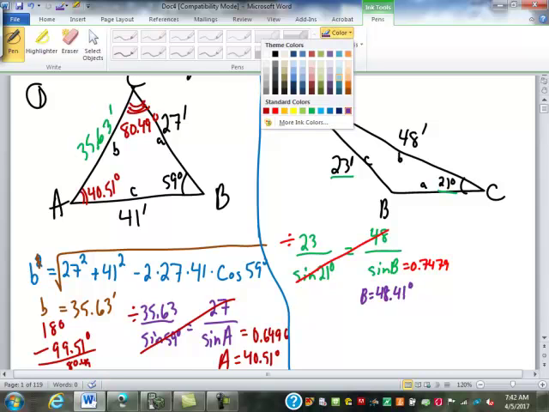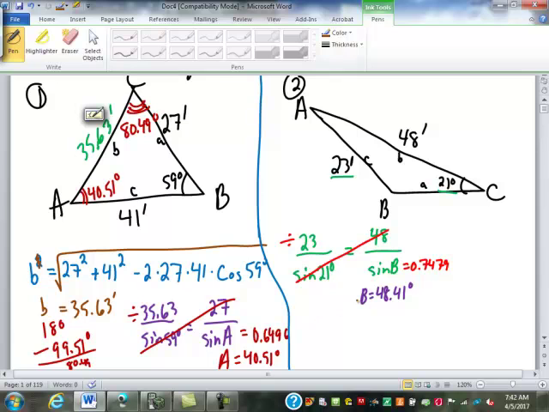That's not our angle, though. How do we find the actual angle for B? 180 minus that. So B is going to be 131.59 degrees. Now to find angle A, we subtract that 131.59 and the 21 from 180. It gives us 27.41.